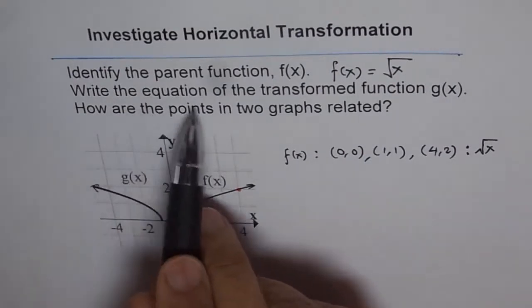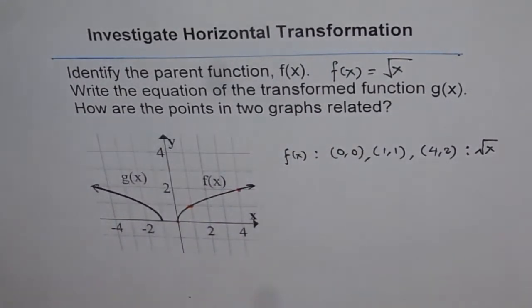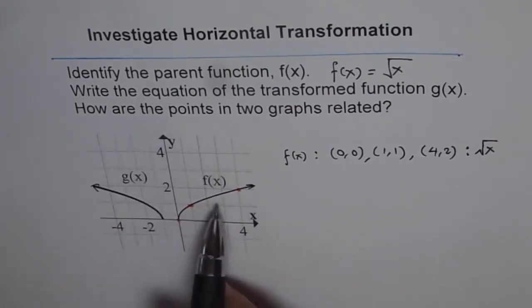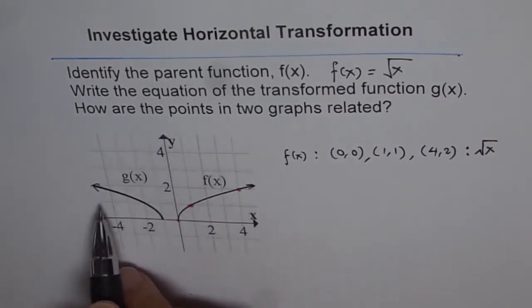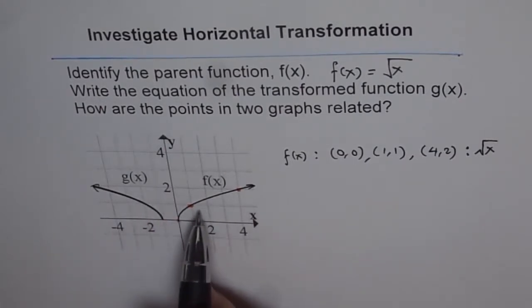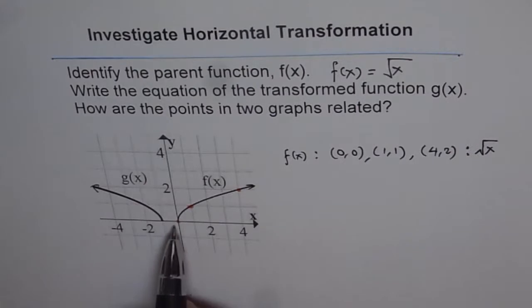Now let's write the equation of the transformed function. We also need to understand how the points get transformed. So we notice one thing about these two graphs. One is they are kind of similar, right? They have the same shape and they're congruent too. If you just flip and put it, they are congruent too. But there's one difference here, that this graph is moved, right?